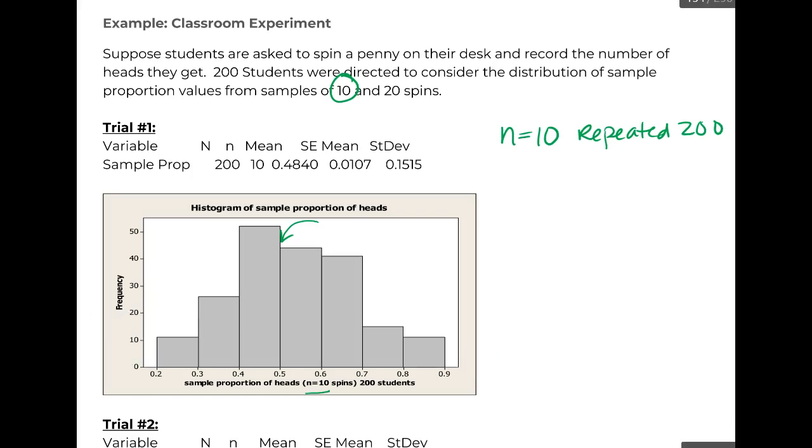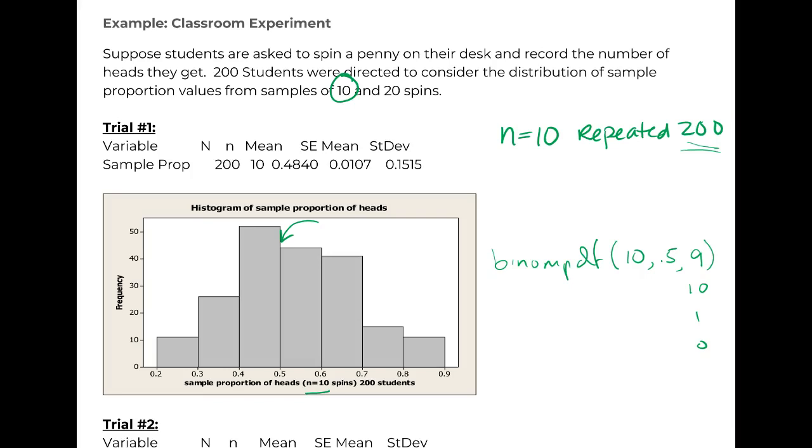In fact, we could even figure out the binomial of that. We could do a binom PDF. If we're spinning a penny 10 times with a success of 50% because it's fair, what's the chance that you get 9 or 10 or 1 or 0? We're going to find that those probabilities are pretty low. So if we're doing this 200 times, it is quite possible we won't get those out here.